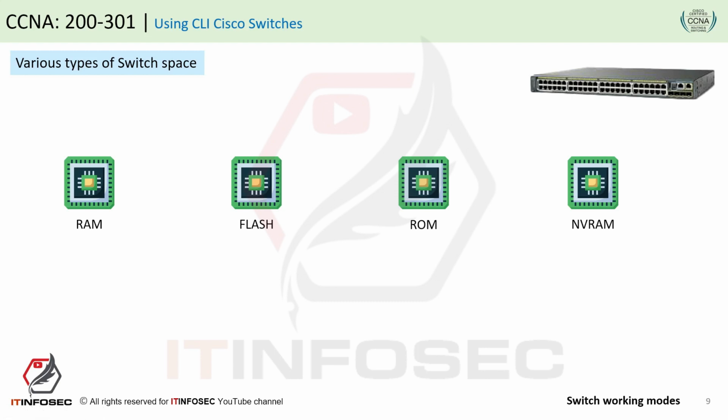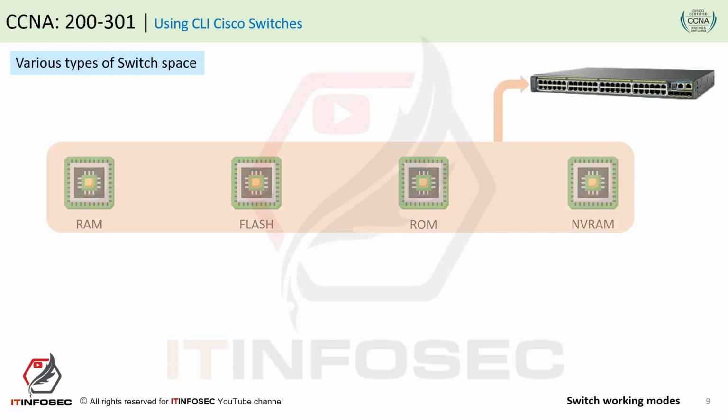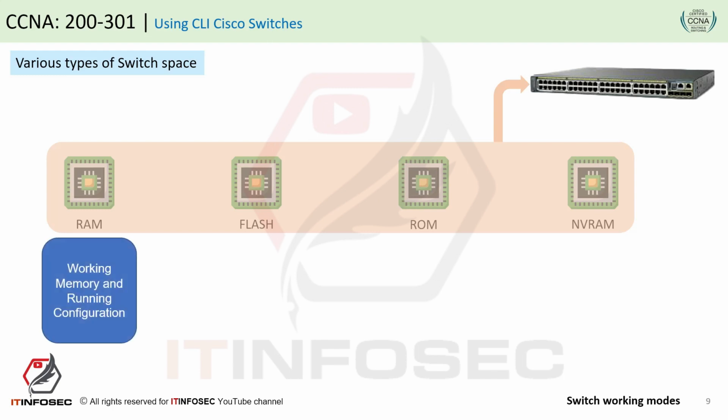Let's look at the various types of Cisco switch storage space. There are 4 types of memory or storage space. First is RAM. All these types of chipsets are built into the switch, whether layer 2, layer 3, or any other models. Well, what's the RAM?